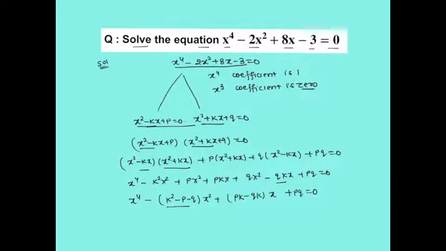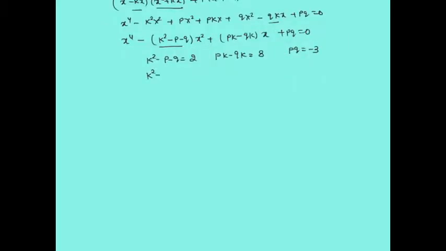If I compare this equation with the given equation, we get k^2 - p - q = 2, pk - qk = 8, and pq = -3. From here we can write k^2 - p - q = 2, and if I take k common, we get p - q = 8/k and pq = -3. Now this equation we can rewrite as k^2 - 2 = p + q.